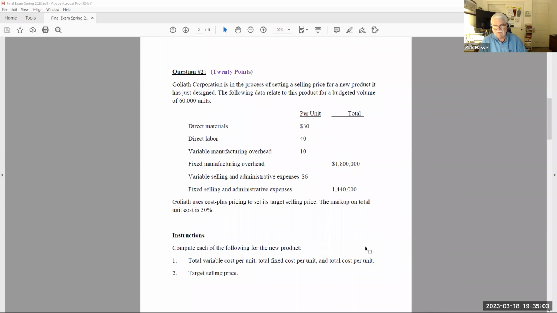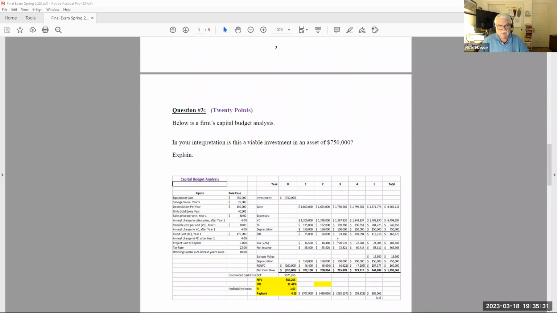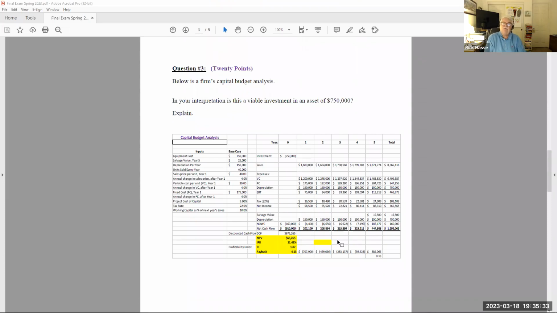So you're going to tell me what is the total variable cost per unit, the total fixed cost per unit, and the total cost per unit with these variety of costs. Don't forget to include the fixed cost in your calculations. And then what do you anticipate selling this product for? This is all discussed and reviewed, and you can look it up in chapters 14 and 18 in your textbook. That's question number 2.